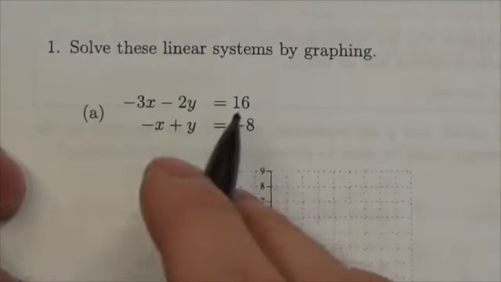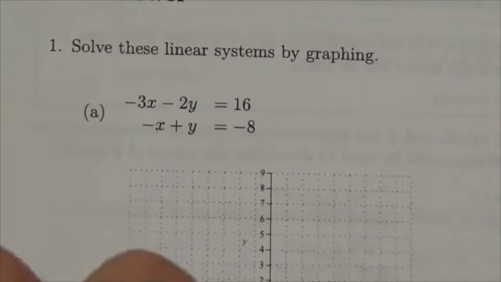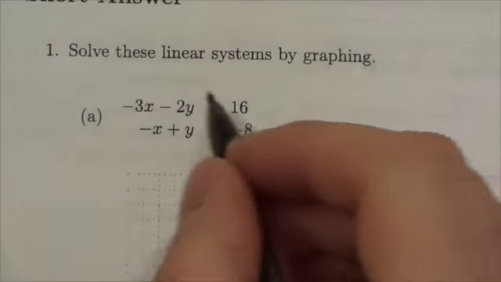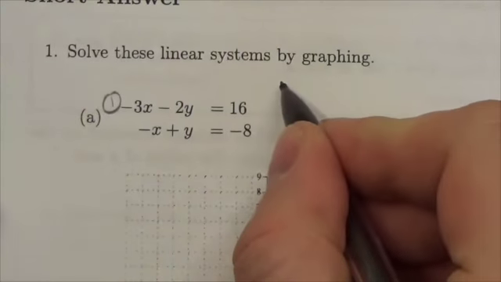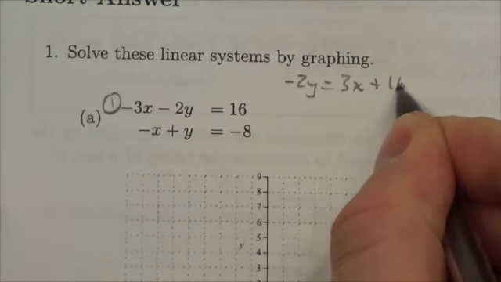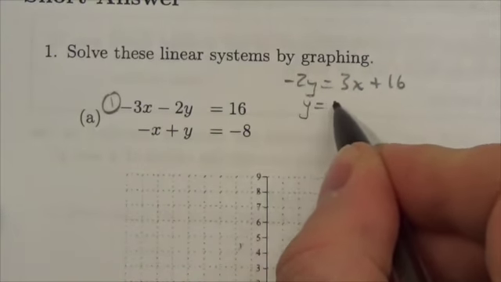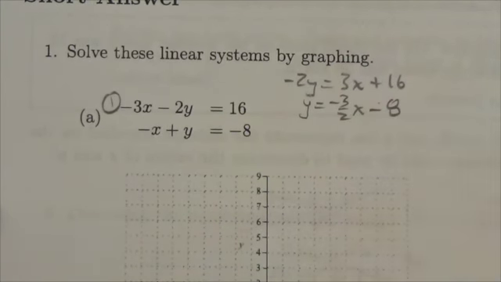you could do this by finding the x and y intercepts of these things and connecting them. However, I find that having just those 2 points is typically not enough to get a really clear view of the line here. So what I'm going to do is take equation 1 here, and rewrite this into slope-intercept form. So it'll be negative 2y is going to equal positive 3x plus 16, and I'll divide by negative 2. So y is equal to negative 3 halves x minus 8.